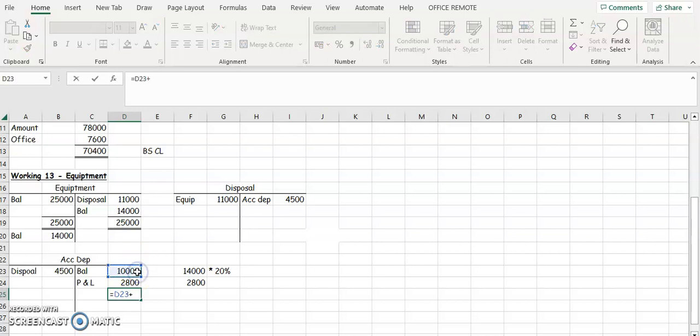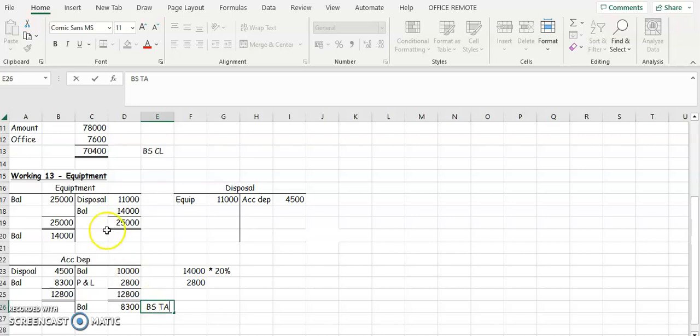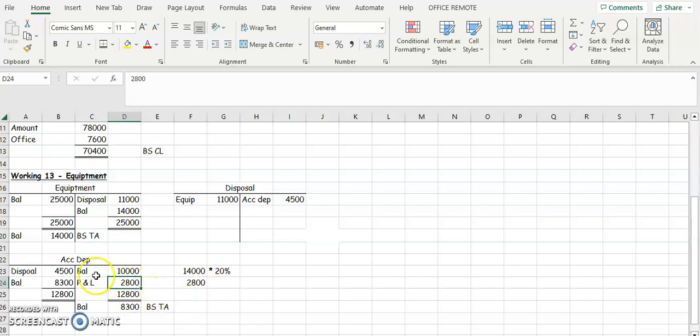So the balance then for our balance sheet, the accumulated depreciation is the difference between what's on the credit side and what's on the debit side. So 3,800. That's going to be your balance. That balance then is going to go into your balance sheet as a tangible asset. Remember, the 14,000 goes into your balance sheet as a tangible asset, and this 2,800 will go into your profit and loss account. So the disposal and your creditors, you reduce them by 7,600.